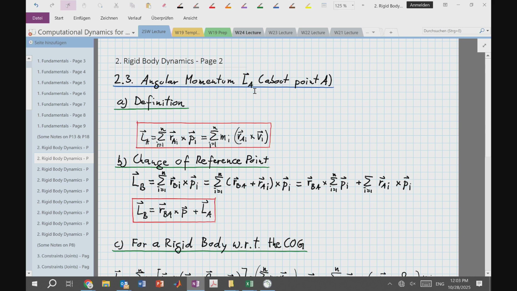Quick note on language. In German, this is called Drall. And if you took your mechanics lecture here, you said Drall only exists if A is stationary. Here, I want to relax this. I allow A to move. We'll see in a second what that means.